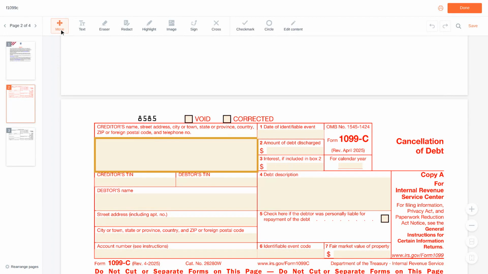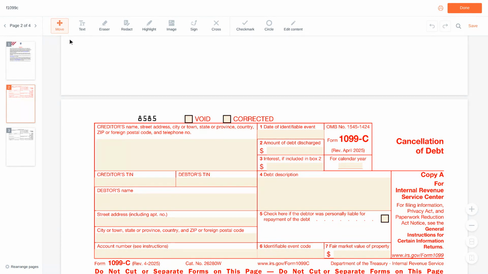IRS Form 1099-C is the cancellation of debt form. A lender or creditor issues it when it cancels or forgives $600 or more of a debt you owed, because canceled debt is often treated as taxable income to you. If you are the creditor, you complete and file it and send a copy to the debtor. If you are the debtor, you usually receive it and must report the canceled amount on your tax return, unless an exclusion applies, such as certain bankruptcy or insolvency situations.